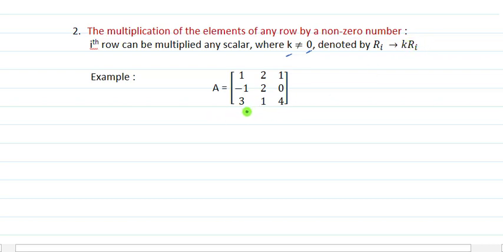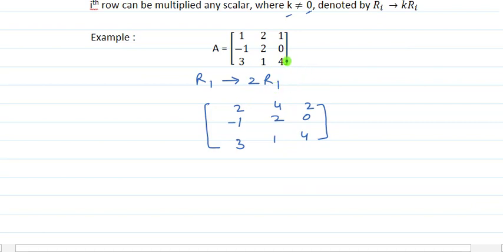For example, this is a matrix A given to us. Let us apply this operation over here. Let me write R1 implies 2R1. Here I have selected row 1 and I multiplied it with scalar 2. So this matrix will turn to 2, 4, 2. Means every element of row 1 will be multiplied with 2, and there is no change in other rows. Means R2 and R3 will remain the same, and R1 will be multiplied with 2.